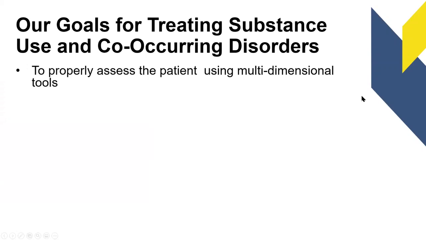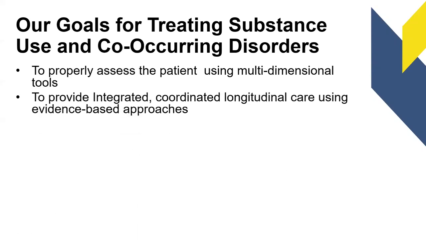So, our goals for treating substance use disorders and co-occurring disorders. One of the primary goals is to properly assess the patient using a multidimensional tool. I think this is important because, as we know, there are many layers to a person's substance use, as well as any comorbid, co-occurring, or underlying disorders. We'll circle back to that concept later in the slide presentation.